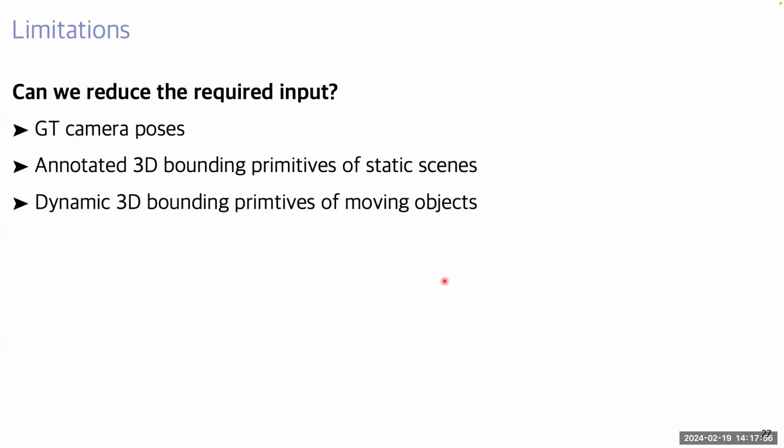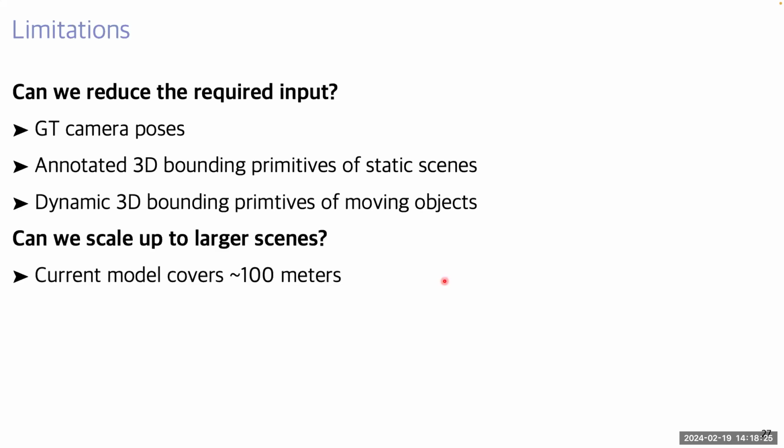And of course, that's one of the preliminary works we did, and there are still quite some limitations. First of all, it requires quite some input information. It requires ground truth camera poses, and it requires annotated 3D bounding primitives for the static regions. And even though we do not consider dynamic objects, if we do add them, we will also require dynamic 3D bounding primitives for those moving objects. And furthermore, it considers only about 100 meters, a very small region of the scene. How can we scale up to larger scenes?